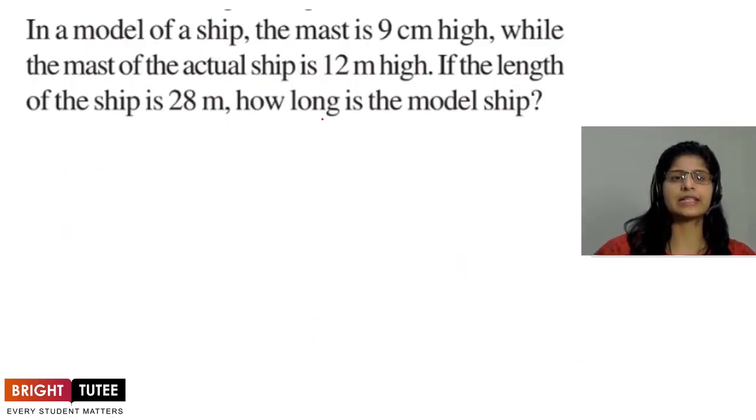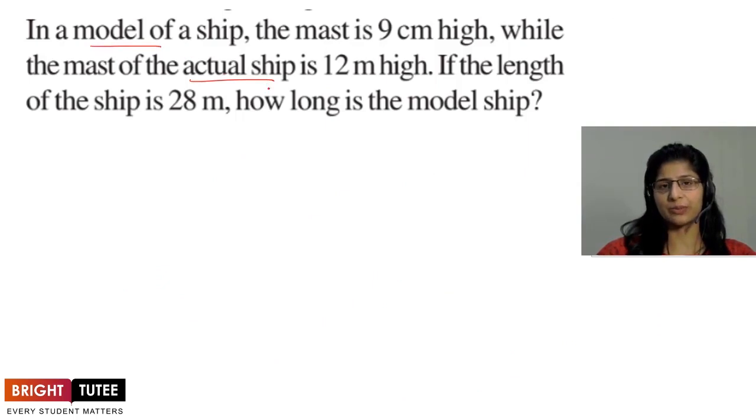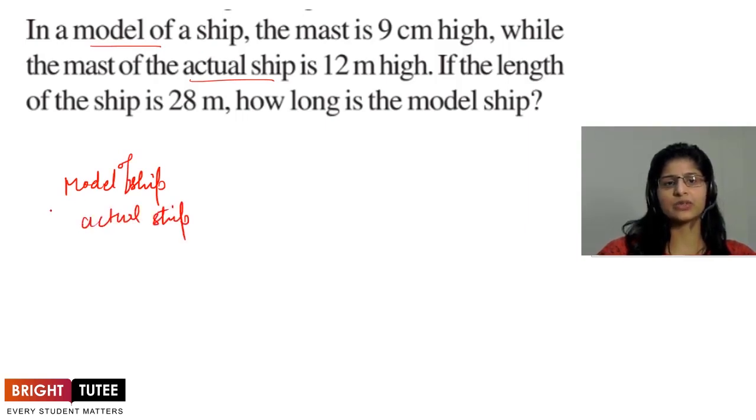Next question says there is a model of a ship. The mast is 9 centimeter high in the model, while the mast of the actual ship is 12 meter high. So we have been given the model and the actual ship. We will write model of ship, and we will write actual ship. You write these two, and then you have to tell what is there. When it is the model of a ship, how high is it? 9 centimeter, and in case of the actual ship it is 12 meter high.